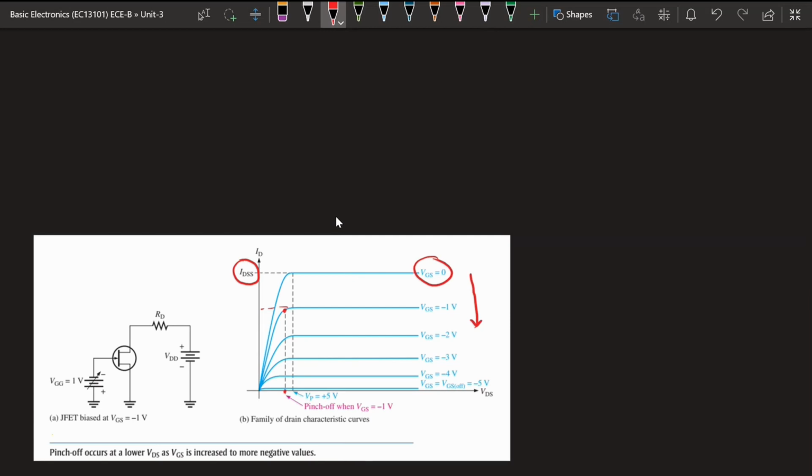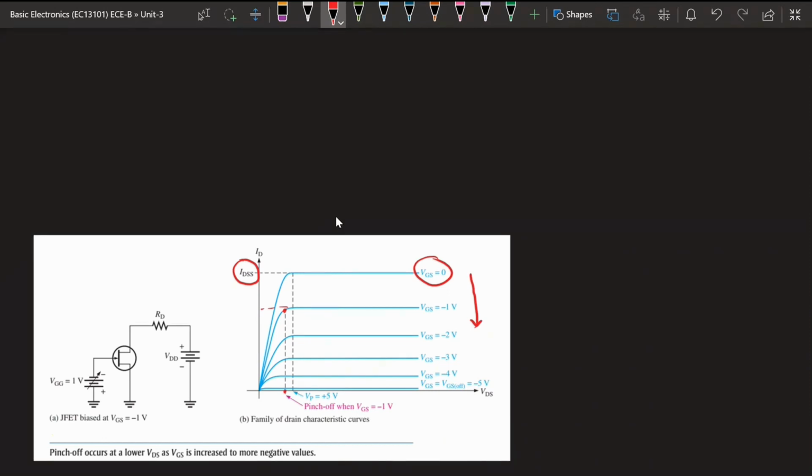Whatever reverse bias gate to source voltage we apply, the VGS will cause the complete pinch off structure. That will be called the off current or the off side. Okay, so we will analyze the relation between the pinch off voltage and the cutoff voltage. We can correlate this.